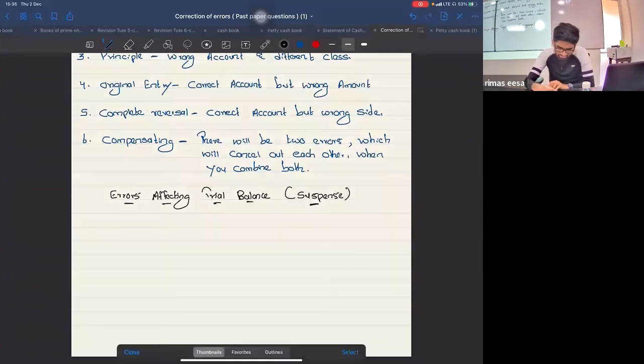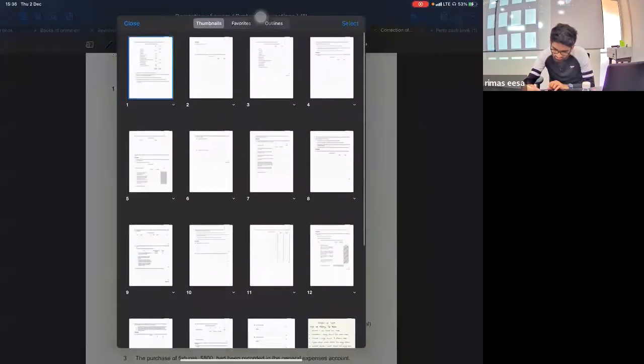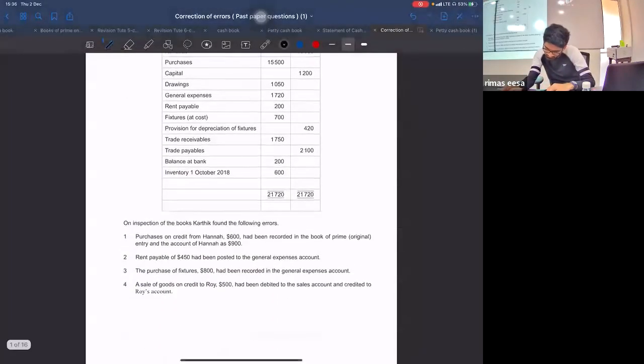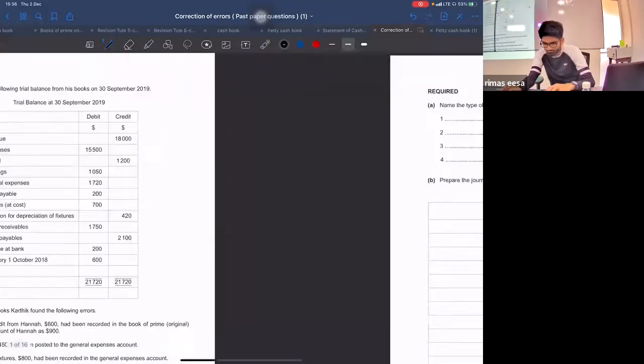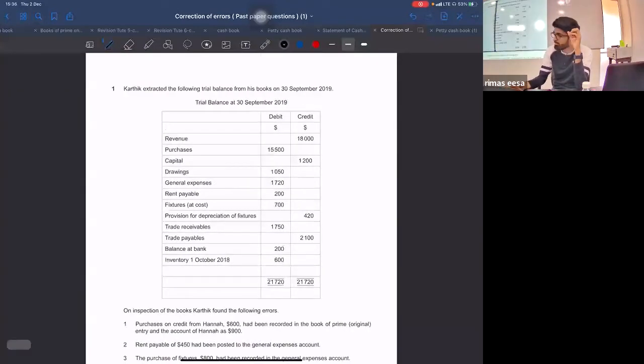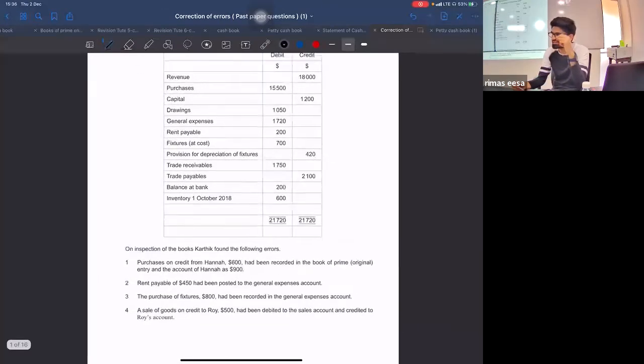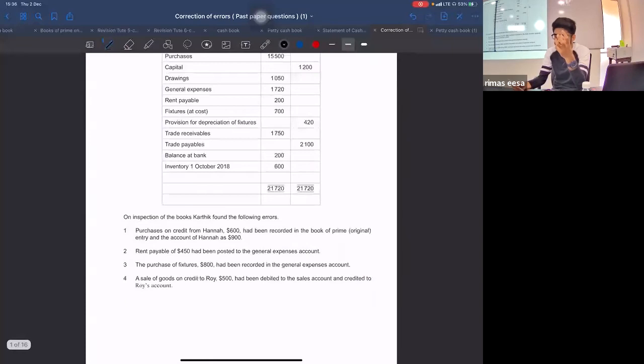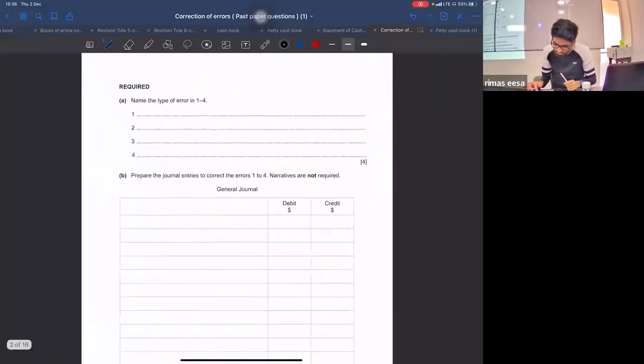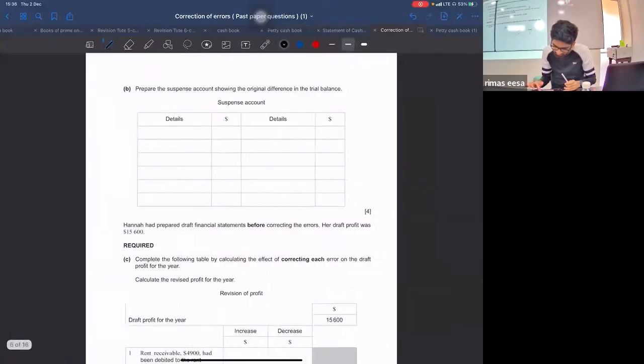Before all that, let me just look at this question a little. What am I going to do now? Take the past paper, question number 1. Why am I doing question number 1 before explaining errors affecting trial balance? All these are errors not affecting your trial balance, so I'm going to do a few examples of how past paper questions have been tested under errors not affecting your trial balance. That is question number 1.